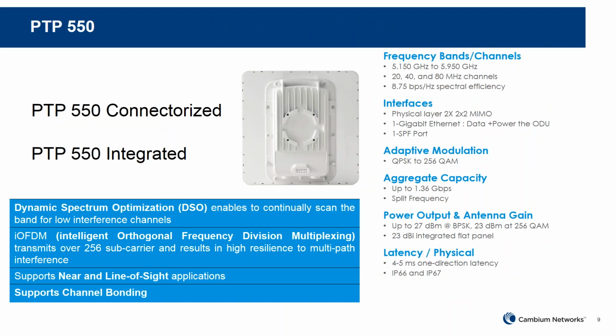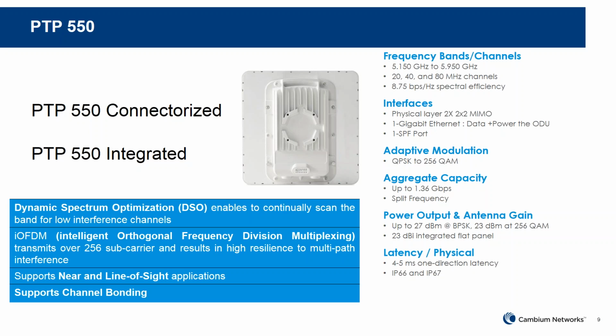The PTP 550, this is the connectorized version that we have. It comes in two flavors, the PTP 550 connectorized and the integrated. The picture that we have over here is the integrated one. The frequency band that it supports is from 5150 to 5950, so it basically covers all the FCC regulations, the 5.2, 5.4 and 5.8 bands. It supports 20, 40 and 80 megahertz channels. So it's actually 2 times 2, 20, 40, 80. We will get into it a little bit later on. Spectral efficiency is about 8.75 bits per hertz.